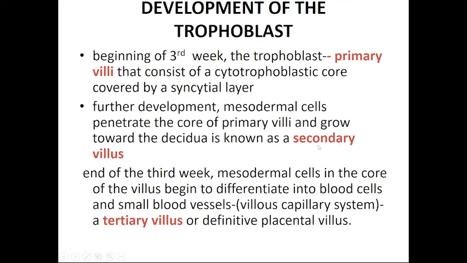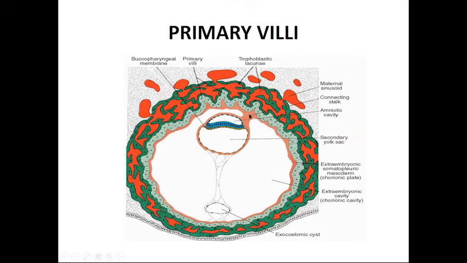That means the outermost is the syncytial trophoblast, then you have the cytotrophoblast, and then the inner layer is the mesoderm. If you see this picture, this red is mesoderm, this light green is cytotrophoblast, and dark green is your syncytial trophoblast. These projections are the secondary villus formation. Primary villus was without this red mesoderm entry. The cytotrophoblastic finger-like projection into the syncytial trophoblast was called the primary villi.